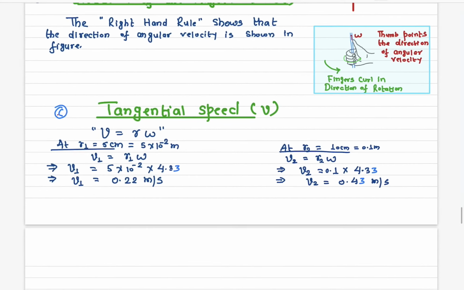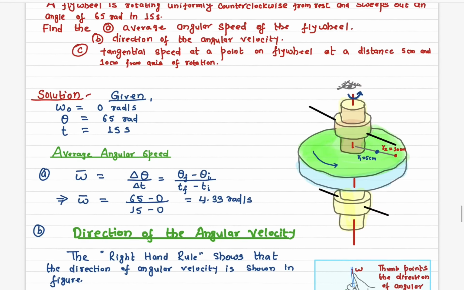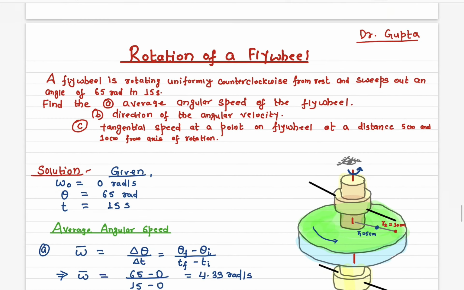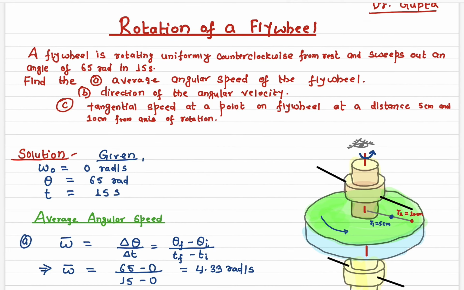Okay, so this is how we calculate the tangential speed and the angular velocity. Remember, the angular velocity is not position dependent, but the tangential speed is position dependent. So this is it for the rotation of a flywheel lecture.